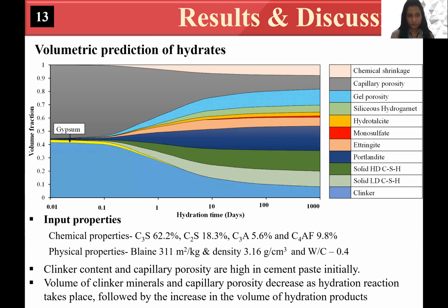And this figure shows the prediction of the volume fraction of hydrates. The input parameters are listed here. As you can see, the clinker contents and capillary porosity are high in cement paste initially, and then the volume of clinker minerals and capillary porosity decrease as the hydration reaction takes place, followed by an increase in the volume of hydration products.